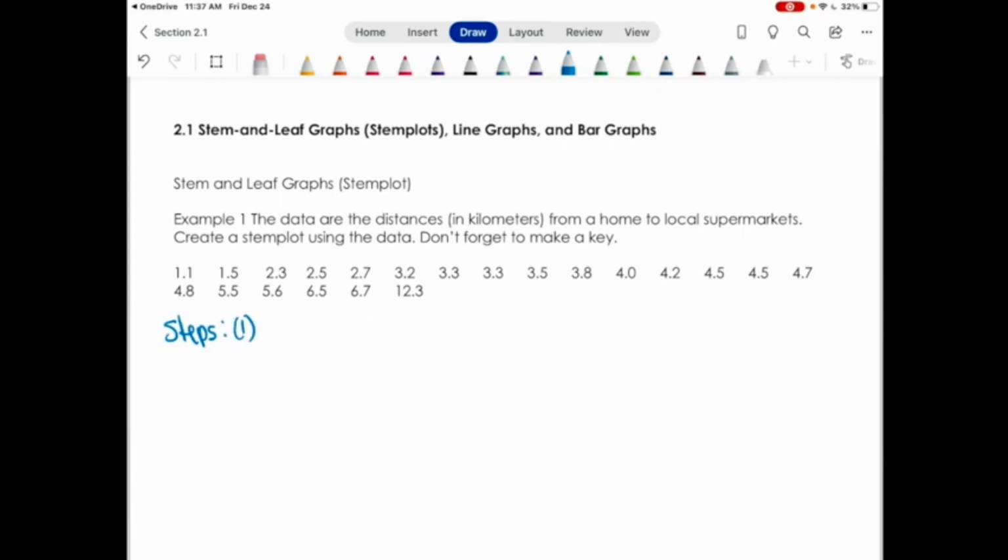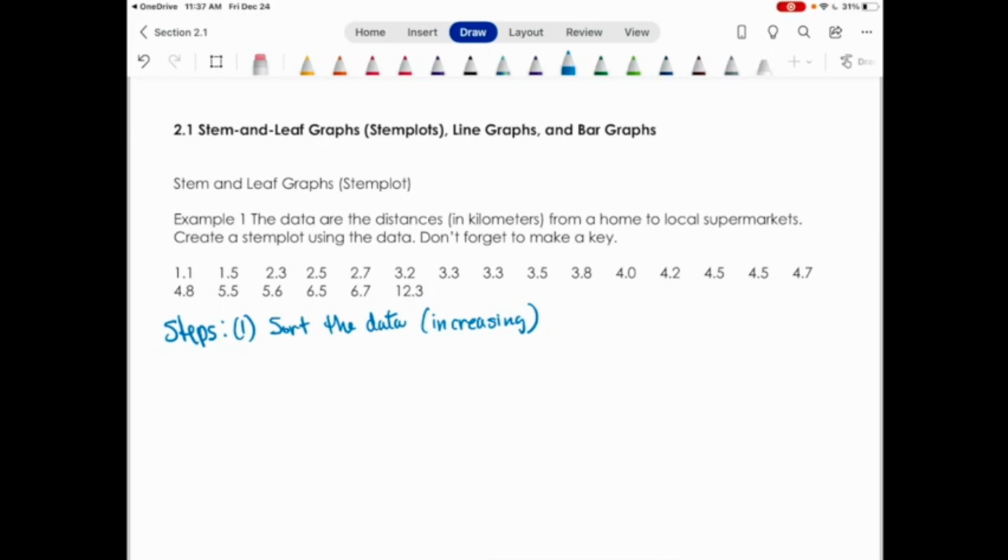Okay, step 1 is you want to sort the data. Because you want to be able to find the smallest and the largest number very quickly, because that's going to help us identify what the stems are. Now, in this data set for this example, it's already sorted for us. It's easier to go in increasing order, so you want to go from smallest to largest. And if you notice, our data set already does that.